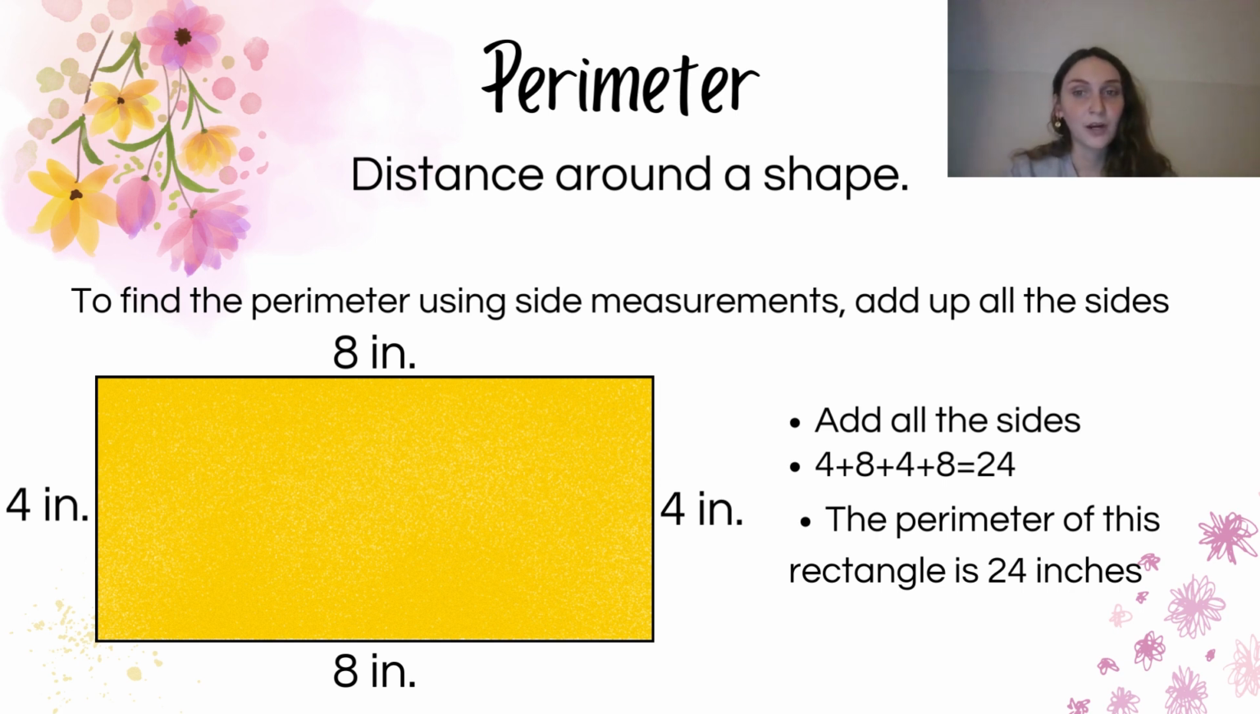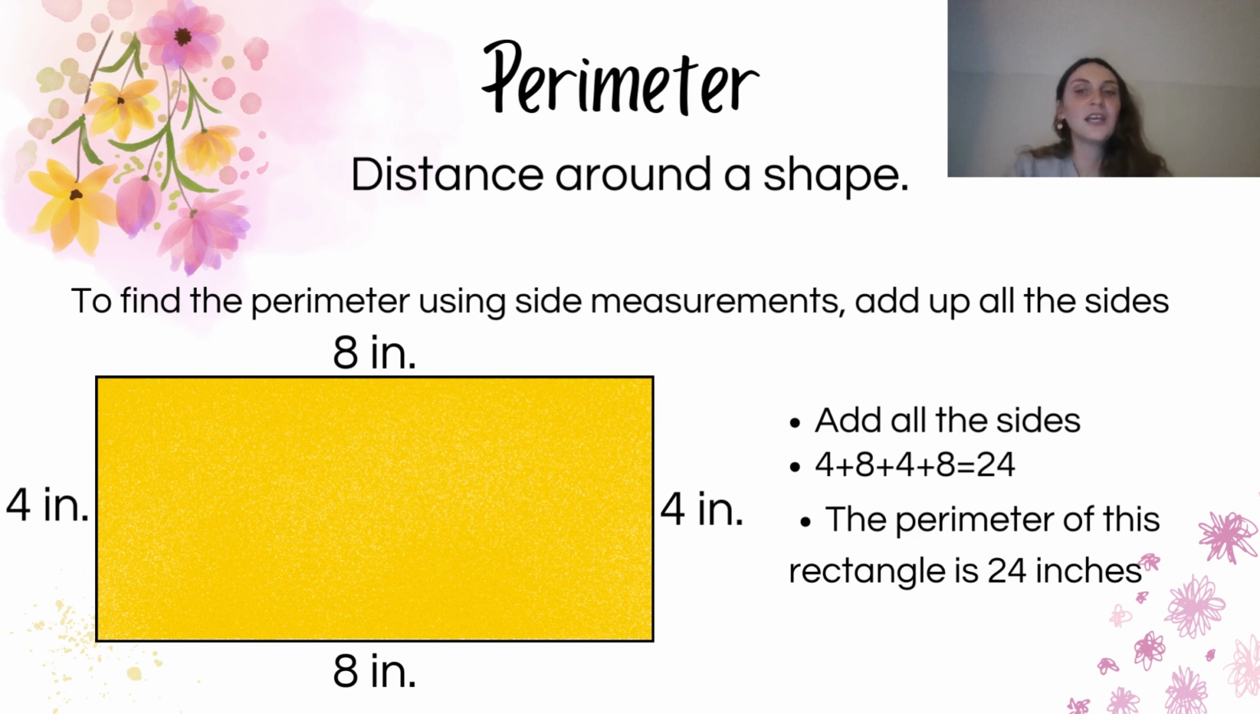To find the perimeter, we're going to add up all the sides of the shape. Let us look at our rectangle. We can see that the rectangle has a length of 8 inches and a width of 4 inches. Since the rectangle is a parallelogram, we know that it has two sets of opposite sides that are equal and parallel. For example, if one side measures 8 inches, then the opposite side will also be 8 inches. Just as with the width being 4 inches, the opposite side will also be 4 inches.